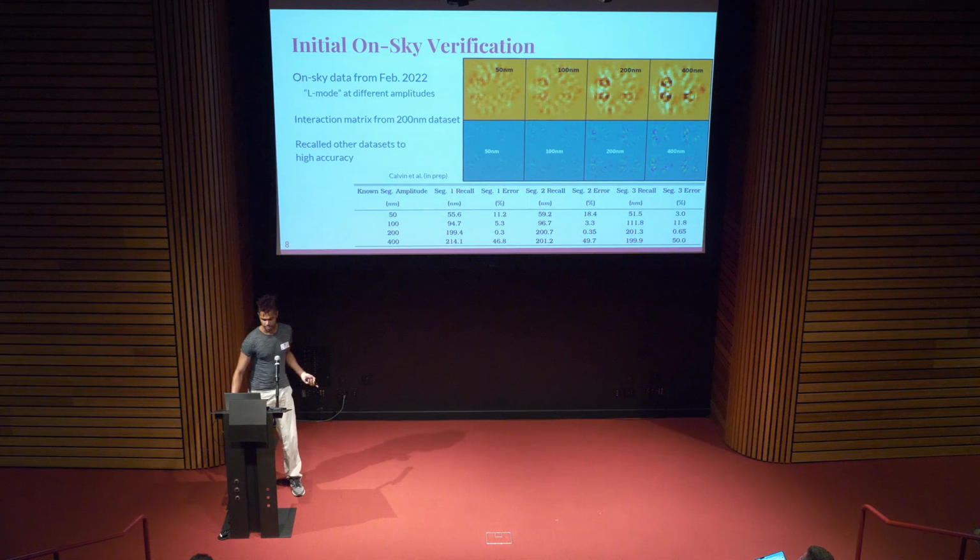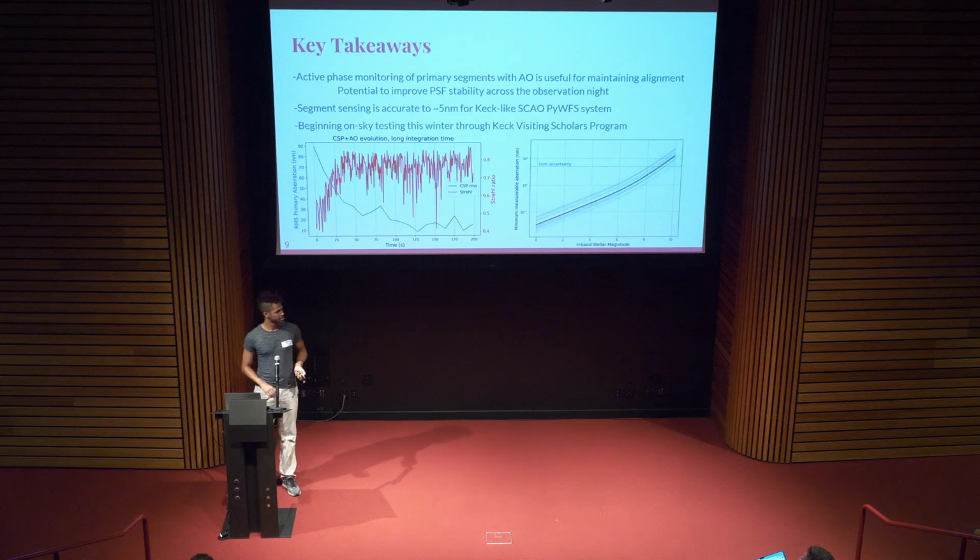So with that, I'll go to my key takeaways, which is that by actively monitoring the phase of the Keck primary mirror, we are able to increase the performance of our AO system, and this has the potential to improve the PSF stability across observations. Using the independent space of the pyramid wavefront sensor, we are able to sense down to 5 nanometers of accuracy for the majority of pyramid wavefront sensor use cases, and we will be beginning on-sky testing through the Keck Visiting Scholars program this fall. With that, I will take questions.